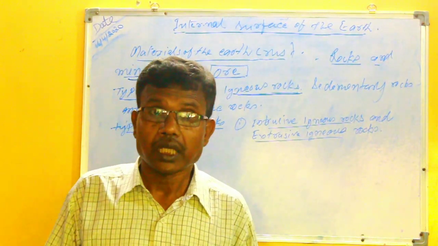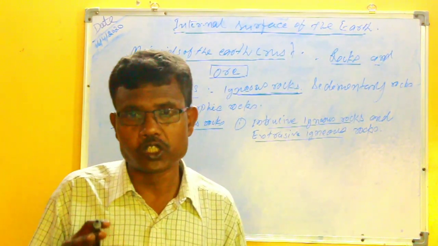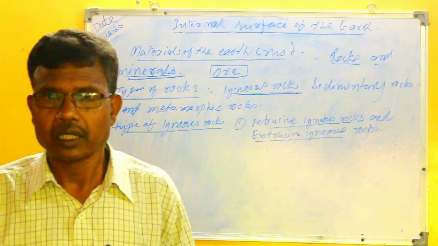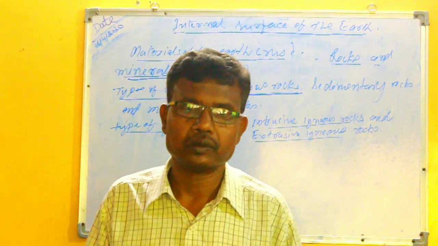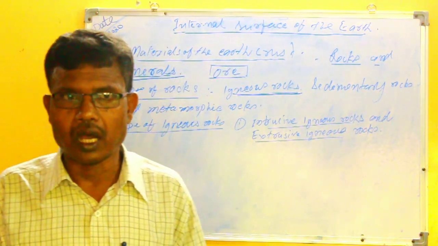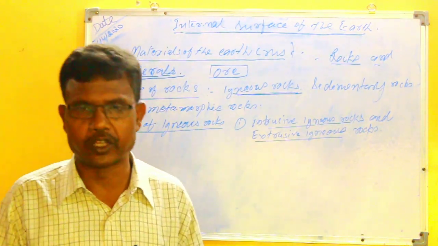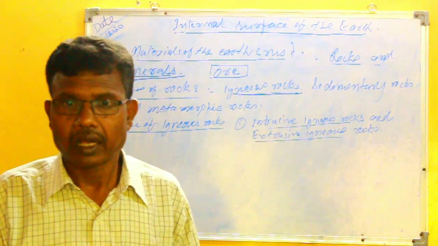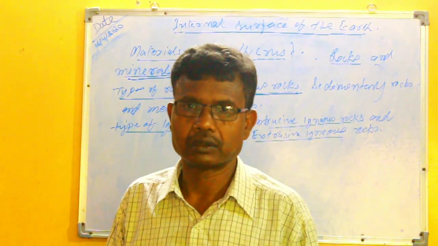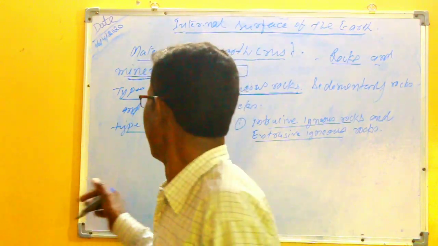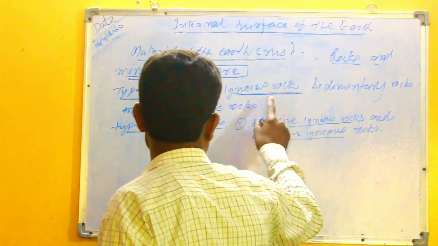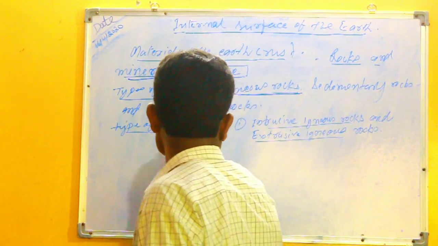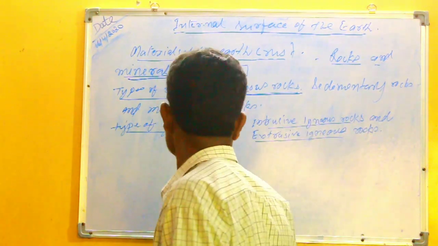Since they cool down slowly, they form a large grain pattern. Granite and marble are the best examples of intrusive igneous rocks.